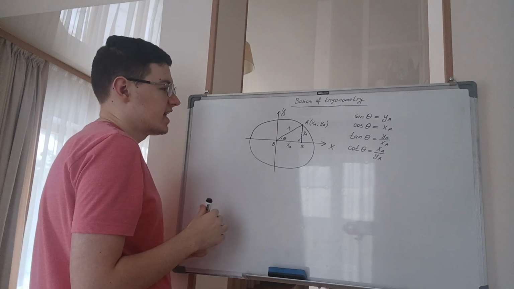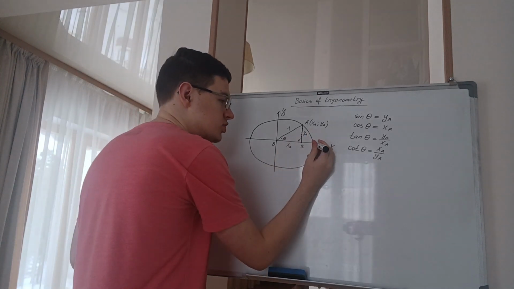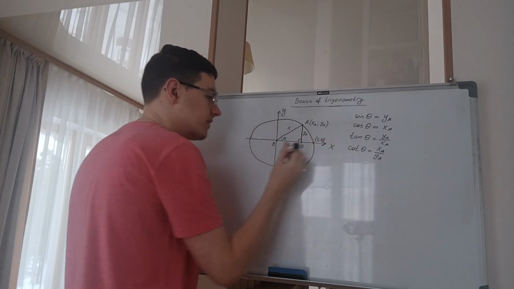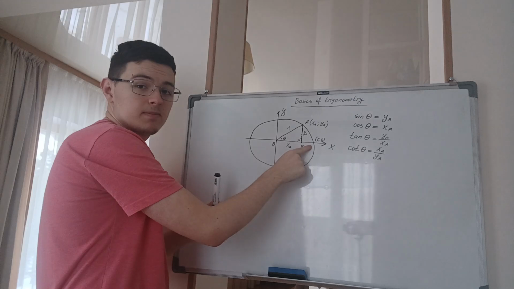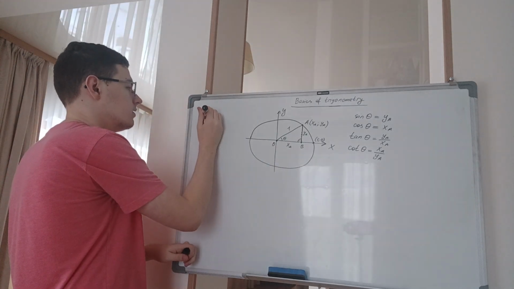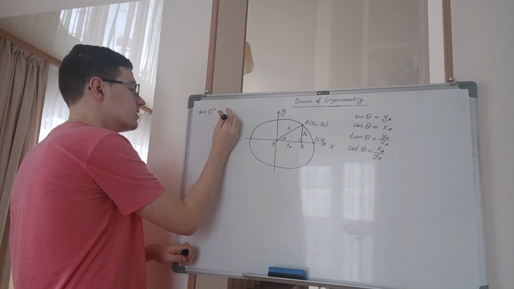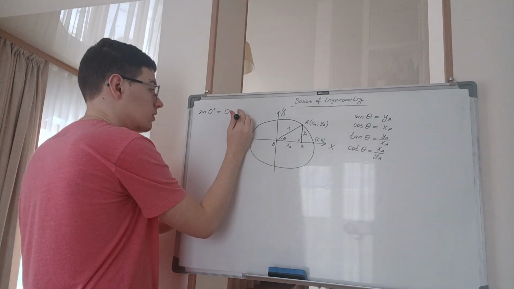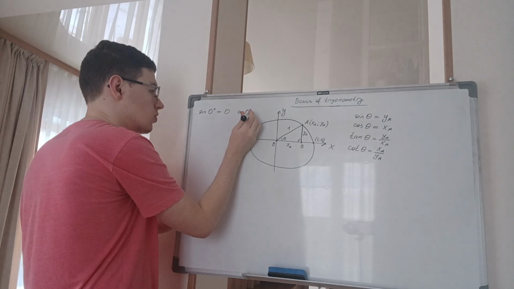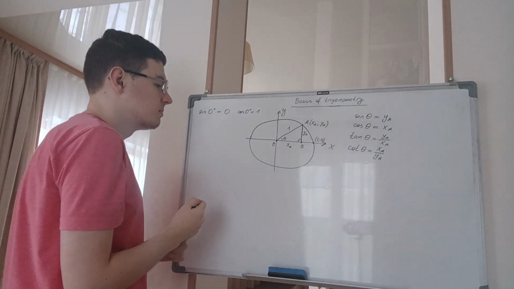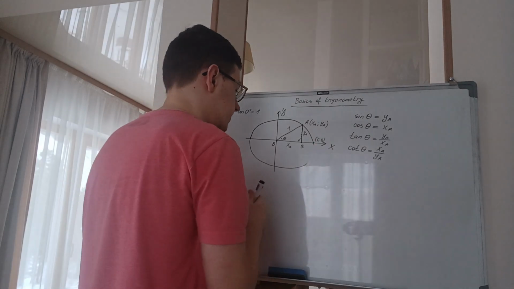So talking about sine, assume that we start here from the point 1, 0. At this point, sine equals 0. So the sine of 0 degrees is 0, while cosine of 0 degrees is 1. It reaches the maximum value.